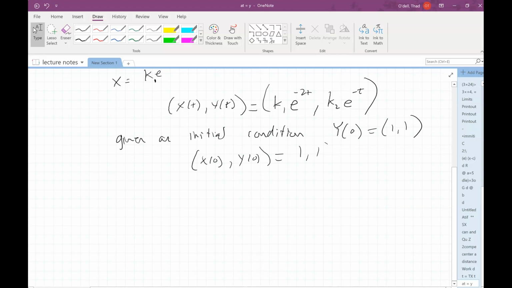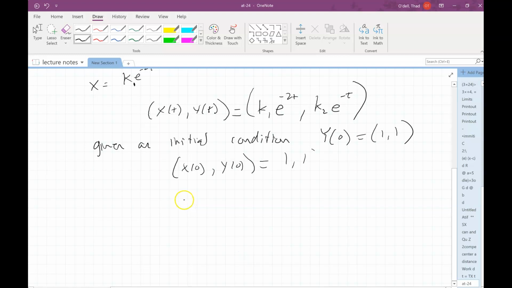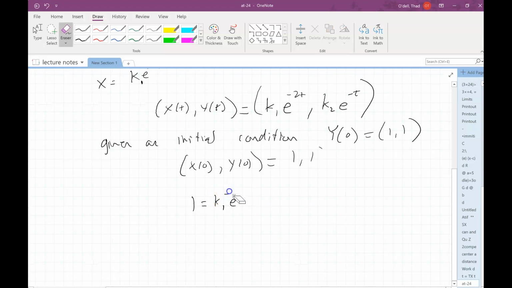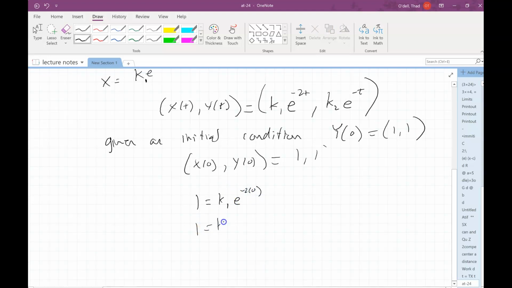So to solve this, we could say that 1 is equal to k sub 1 times e to the negative 2 times 0, which means 1 is equal to k sub 1. And likewise, we can take y of 0, and that would mean that 1 is equal to k sub 2 times e to the negative 0. Of course, that's just 1. So once again, 1 is equal to k sub 2.